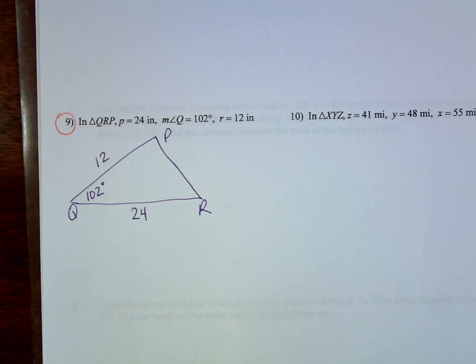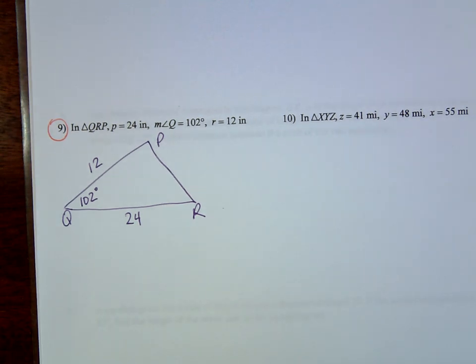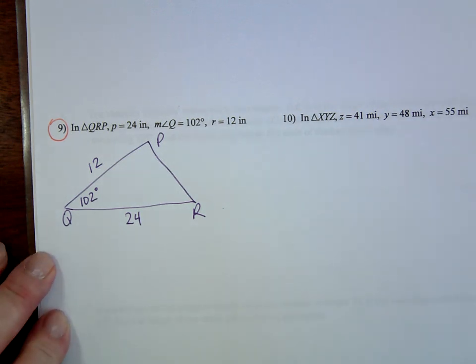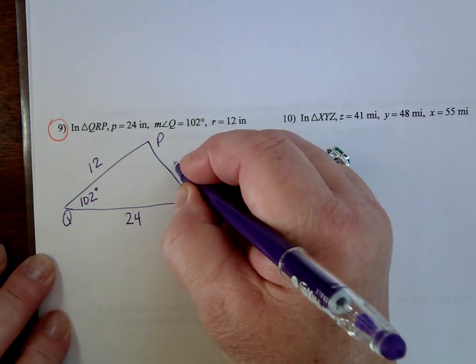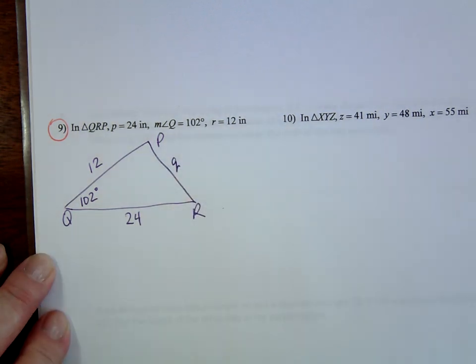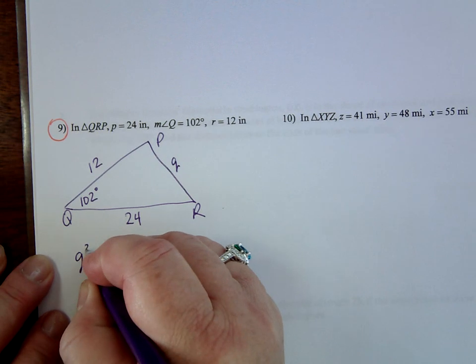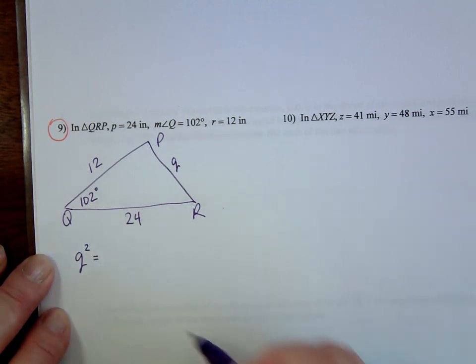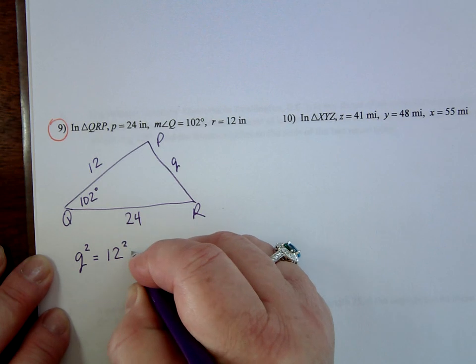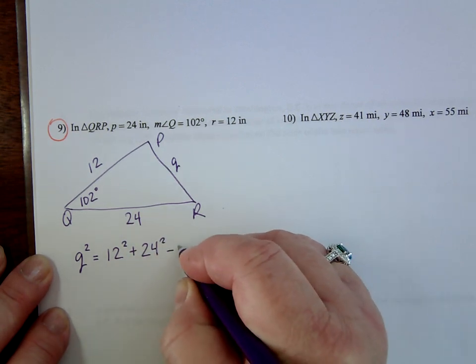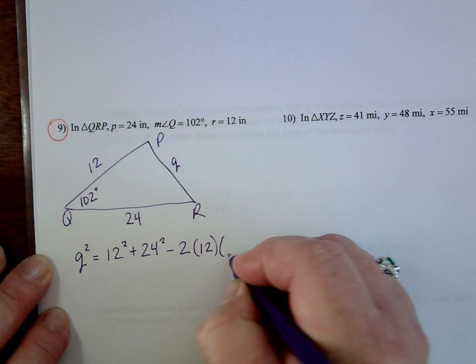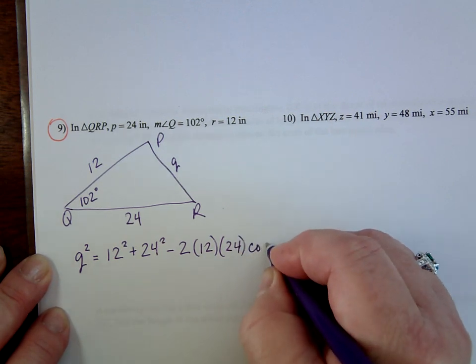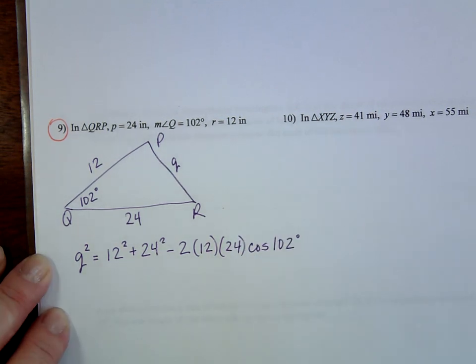And in this case, they did not give me two pieces of information about one particular letter, so I have to use the law of cosines. And what I can do in this is figure out this opposite side over here, this little q. So here's how it works. Q squared equals, take the two other sides, 12 squared plus 24 squared minus 2 times 12 times 24 times the cosine of 102 degrees. Again, that's how the formula works. You've seen it in the flip math video. You saw it in the introduction video that I did as well.